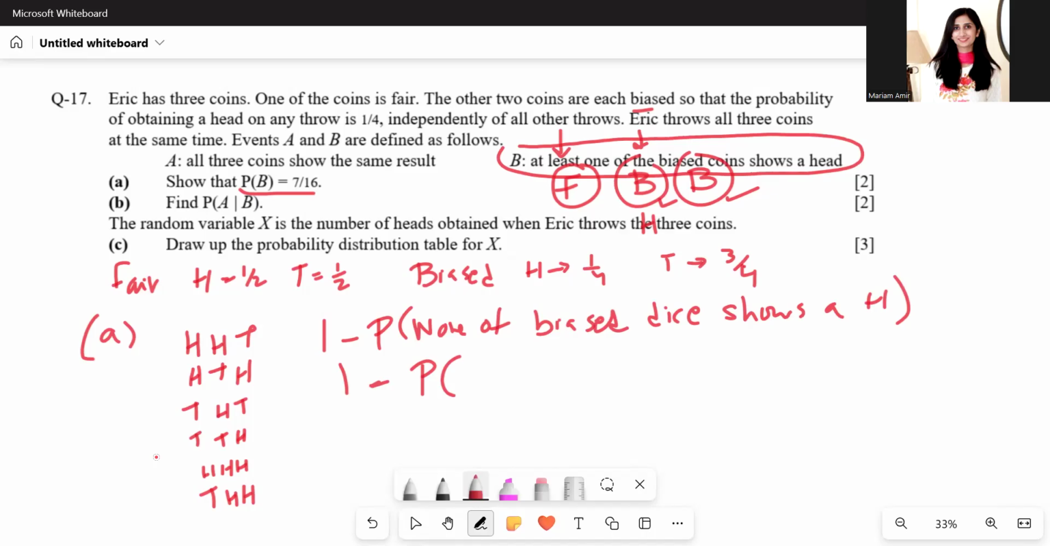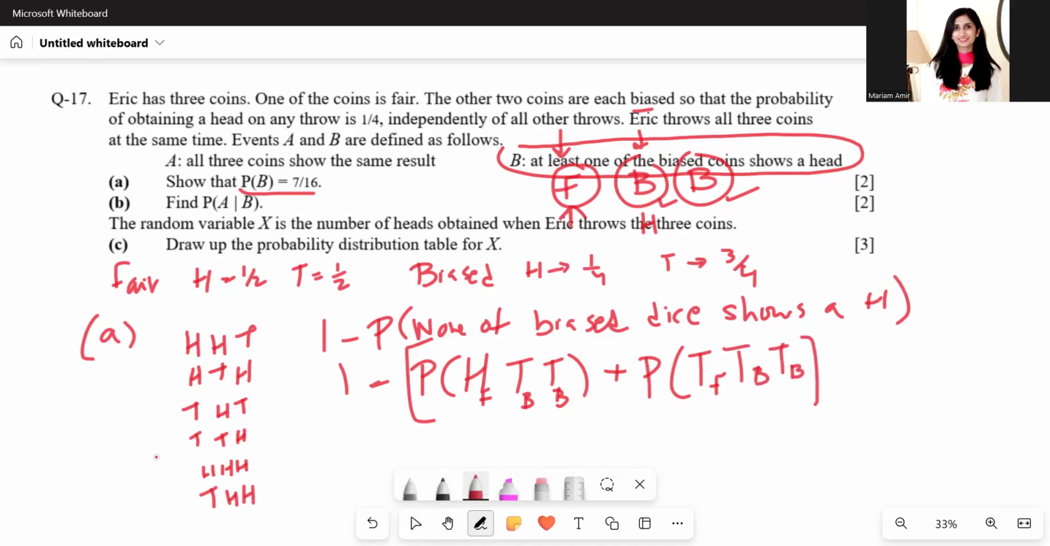So the first fair dice could still show a head. So head and then tail and tail. This is the fair dice and these two are biased. And plus the probability that the first one is also a tail, the fair dice also shows a tail, and the other two show head. Sorry, they have to be tail as well because they can't be a head.